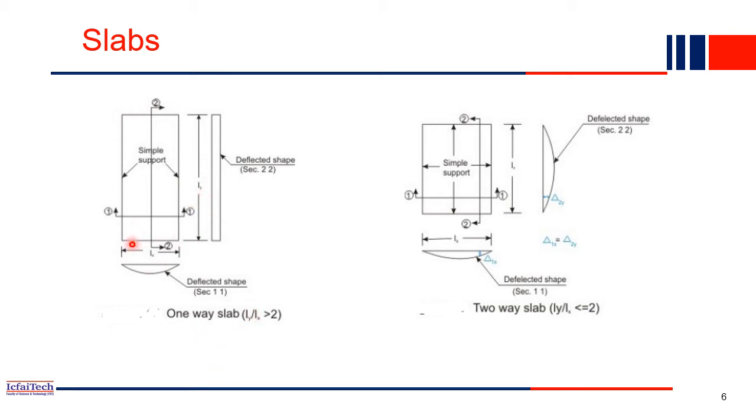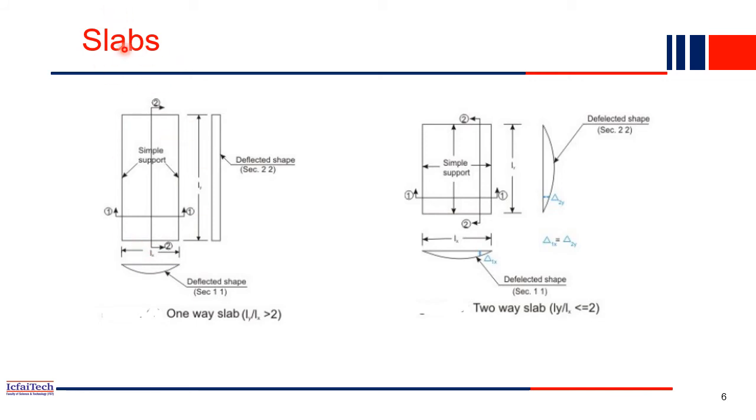So Lx by Ly, meaning length in x direction by length in y direction, if it is more than 2, then we call it a one-way slab. But if the slab plan is square, or Lx by Ly is less than 2, meaning the two dimensions are almost similar, in that case we call it a two-way slab, meaning bending will happen in both directions, Lx also, Ly also. Whereas in the one-way slab, the deflection will happen about only this axis. This is beam action, and this is a one-way slab.